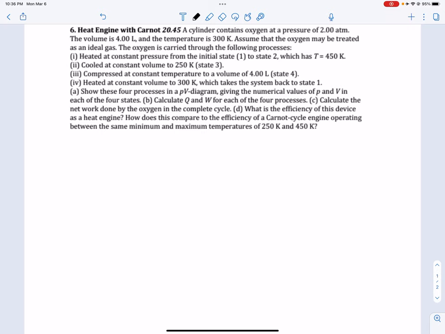First, let's write down our givens. So we have a cylinder containing oxygen, which is O2, right? That's a diatomic gas. And we're given that the initial pressure P1 is equal to 2 atm. V1 is equal to 4 liters. And T1 is equal to 300 Kelvin. And it's stated that we treat it as an ideal gas.